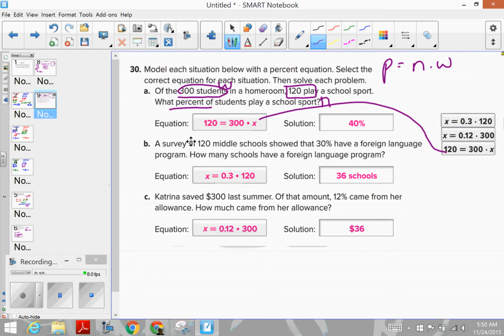Here, the survey of 120 middle schools, so that is your whole. 30%, that is your percent. And then how many schools have a foreign language program? So your part equals your percent times whole. You're looking for your part. Your percent is 30%. 30% turned into a decimal is 0.3. Your whole is 120. So that one is the first one over here. And when you solve it, it's 36 schools.